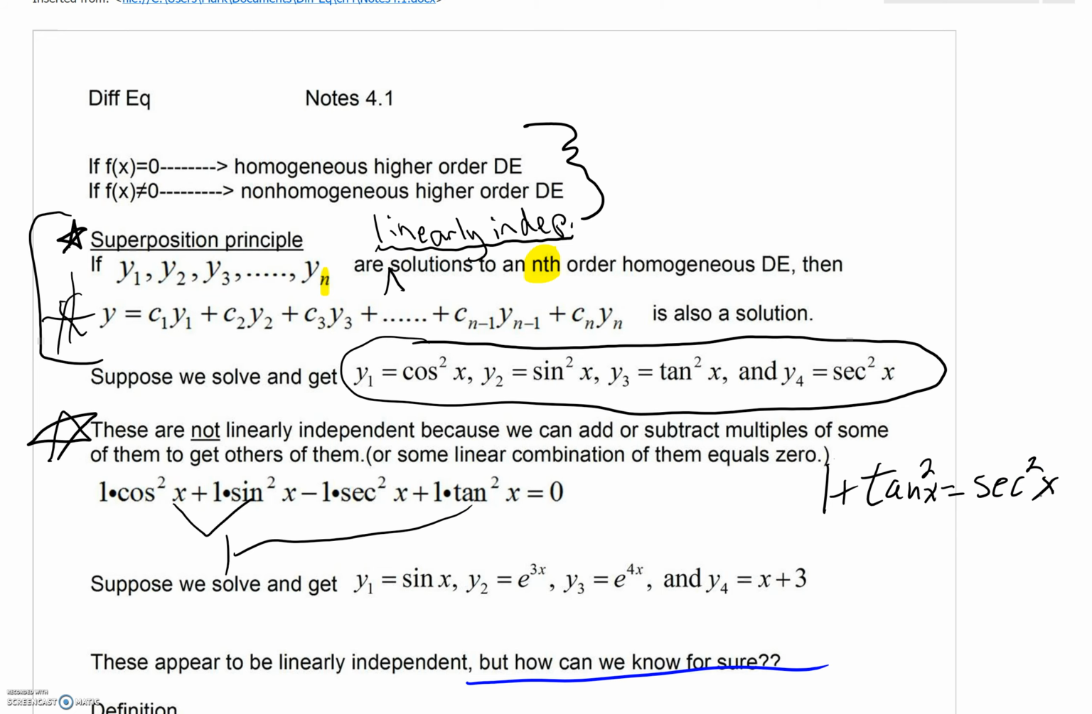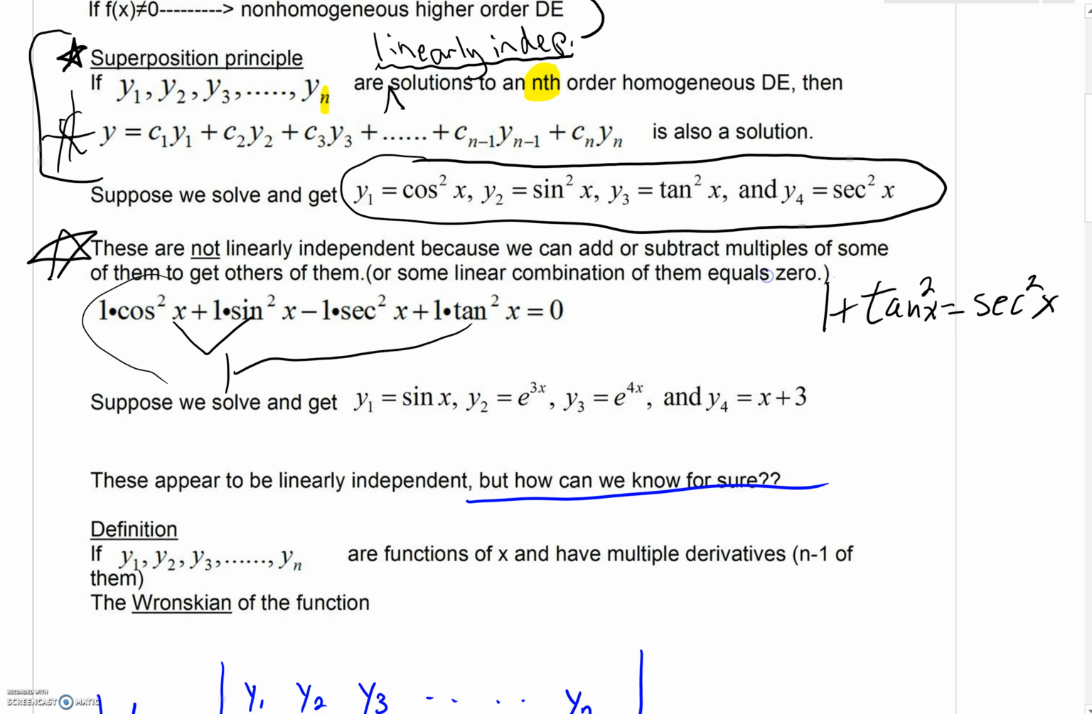Another way we could look at it is if we combine those 3, cosine squared, sine squared, and tangent squared, and then if we put a negative constant out in front, we could also find a way to get some form of secant squared. So regardless of how you look at it, whether you're saying that multiples could arrive at one of these answers, or if you combine them to get 0, the bottom line is we don't like to see this happen. We'd like to get linearly independent.